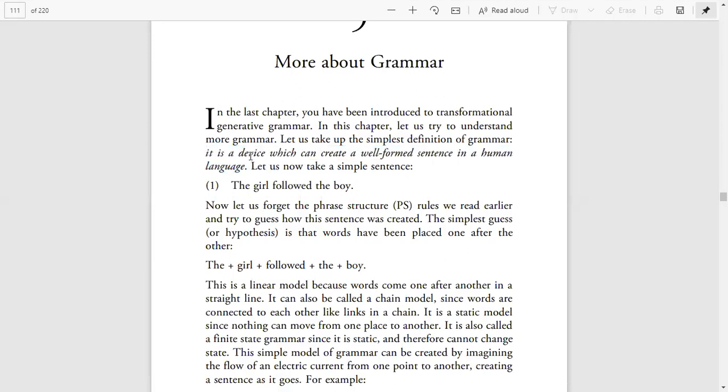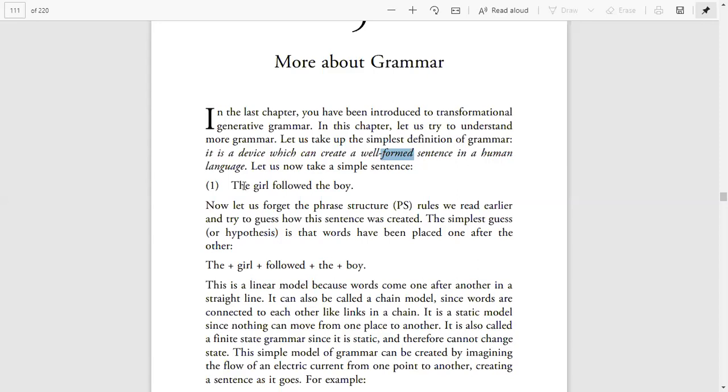So first of all, we can focus on this thing, that is, it is a device. Then we can focus on this, that is, which can create well-formed sentences, not only sentences, right? Only sentences will not make a language. It will not be audible or comprehensible, right? So in order to define a language, you must say that it creates well-formed sentences in a human language.